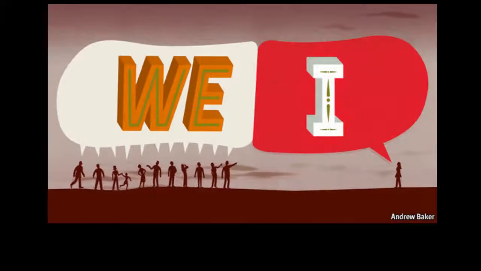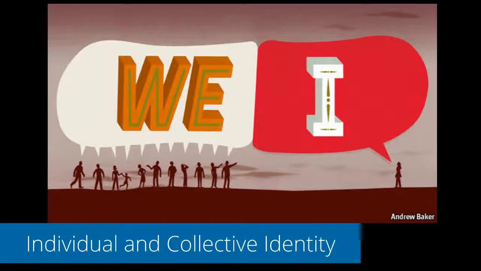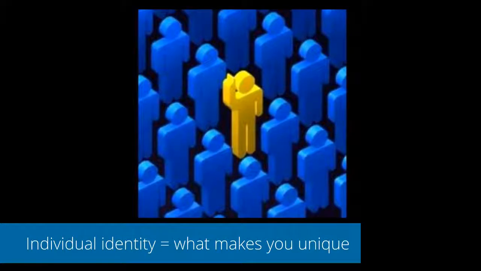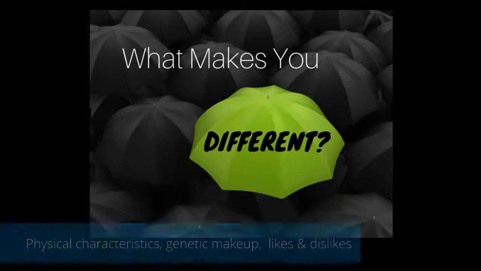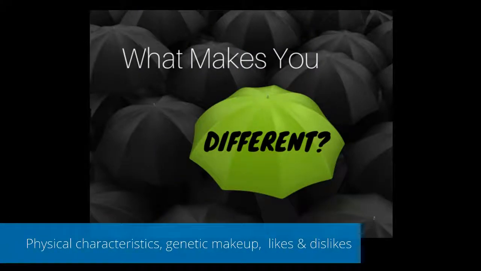So now that we understand what identity is and the factors that shape our identity, let's look at the difference between individual and collective identity. Individual identity is what makes you unique and different from all the other billions of people on this planet. Individual identity can include your physical characteristics, your genetic makeup, your likes and dislikes, and the understanding that makes you different from everyone else.